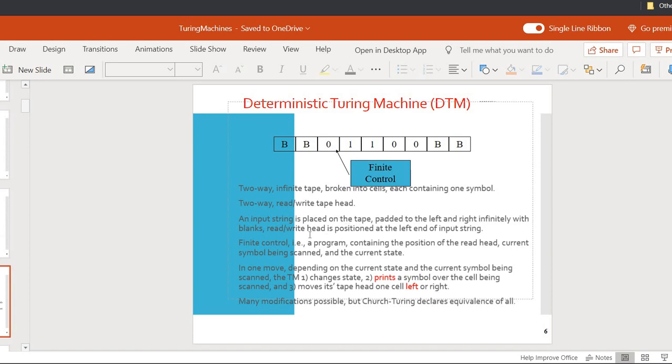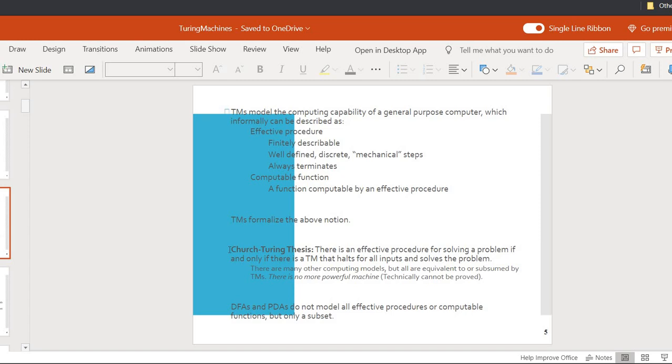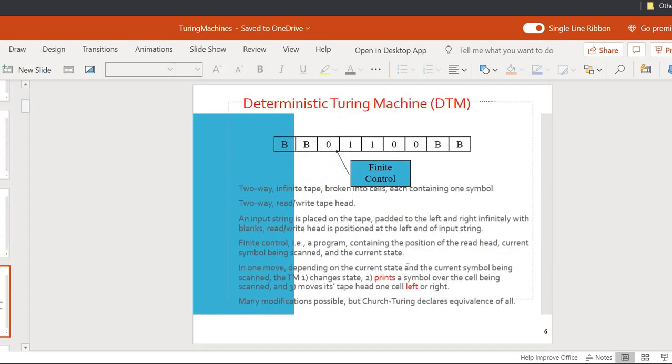So there are many modifications possible, but the thesis that we've read here, the Church-Turing thesis, says that all these modifications are equivalent, which this thesis declares.